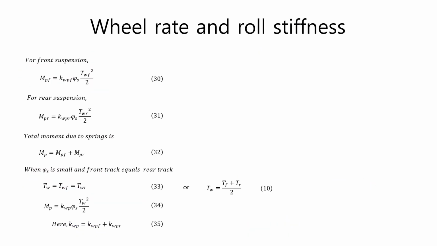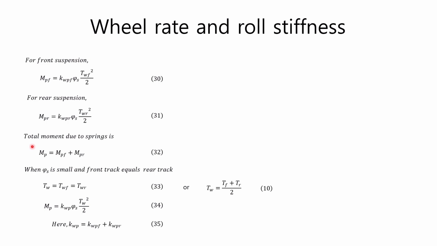Let's find the roll stiffness from the wheel rate of the independent suspension. The reaction moment for the spring can be calculated separately for the front and rear axles. For the front suspension, the reaction moment of the front axle spring, MPF, can be expressed as equation 30 using the wheel rate of the front spring, KWPF. Similarly, for the rear suspension, the reaction moment of the rear spring, MPR, can be expressed as equation 31 using the wheel rate of the rear spring, KWPR.